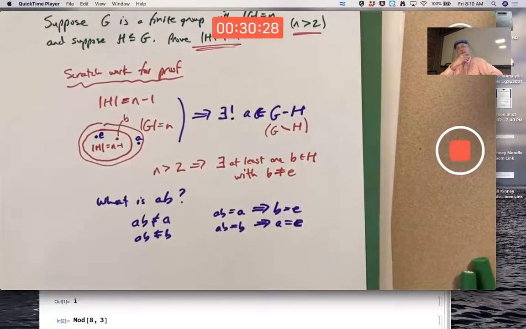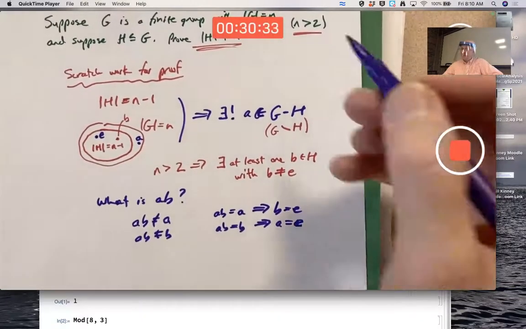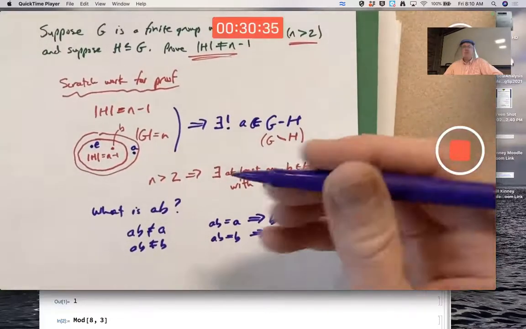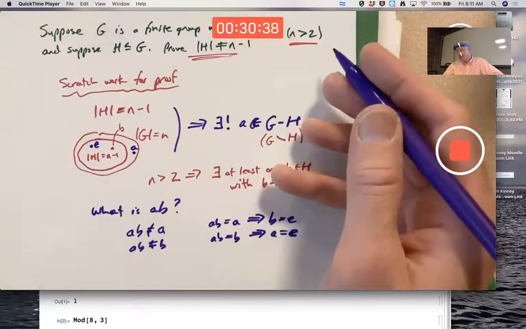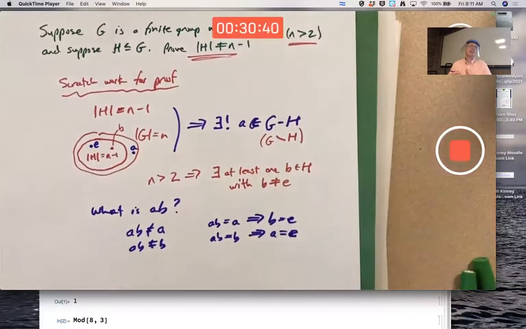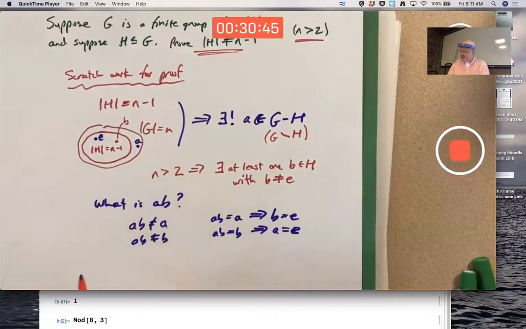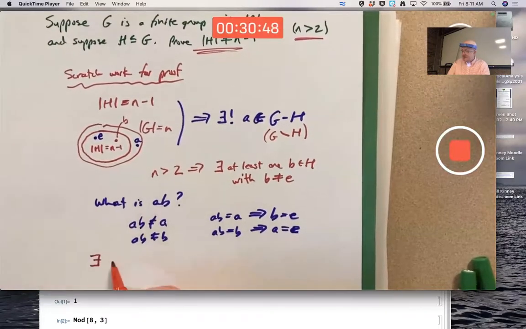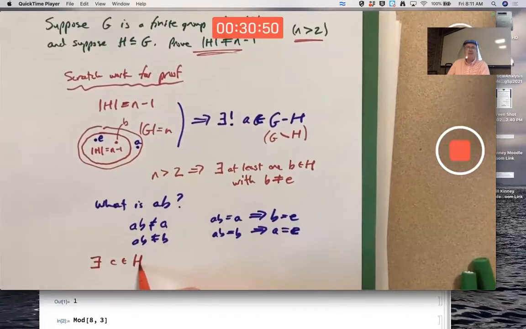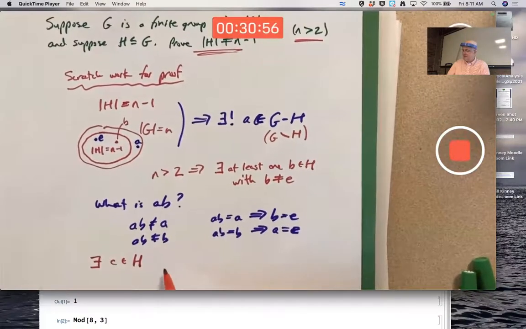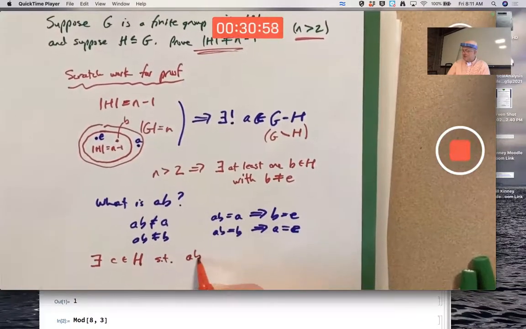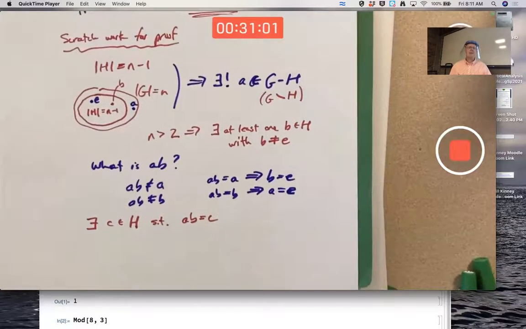So it could equal E, maybe, or, if n is bigger than 3 at least, there would be some other element. We're not saying what n is other than it's bigger than 2. It's good enough just to say there's some other element, C, which could be E, but there exists an element C in H. It's got to be in H because A is the only element that's not in H, such that A times B equals C. I claim we're almost done. That's almost clearly a contradiction.